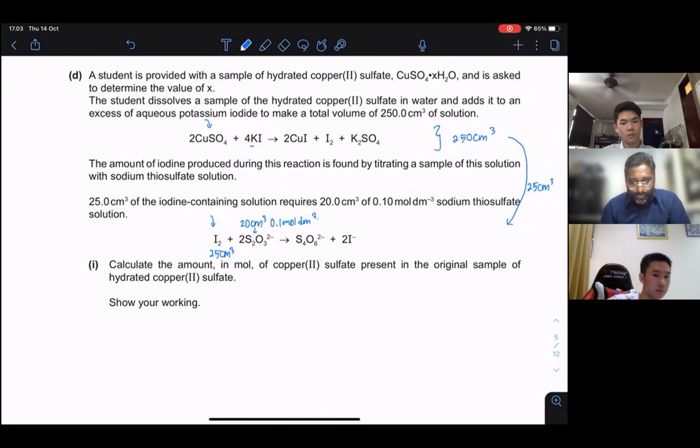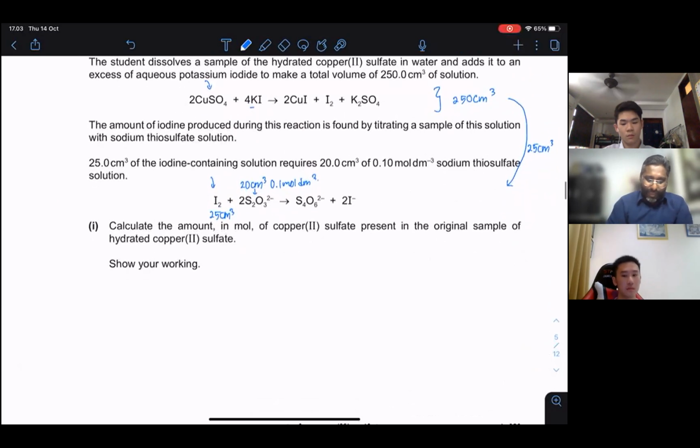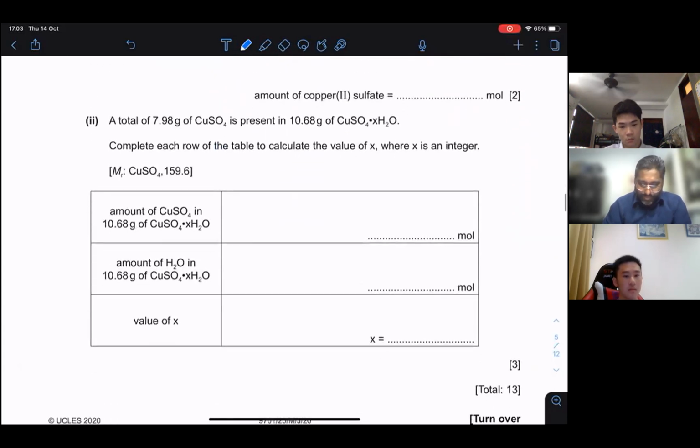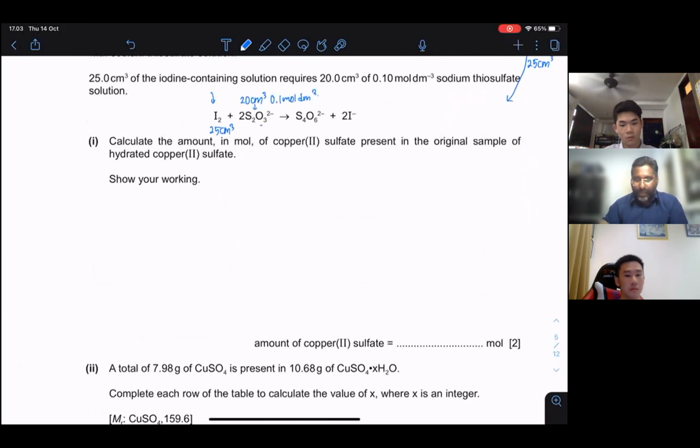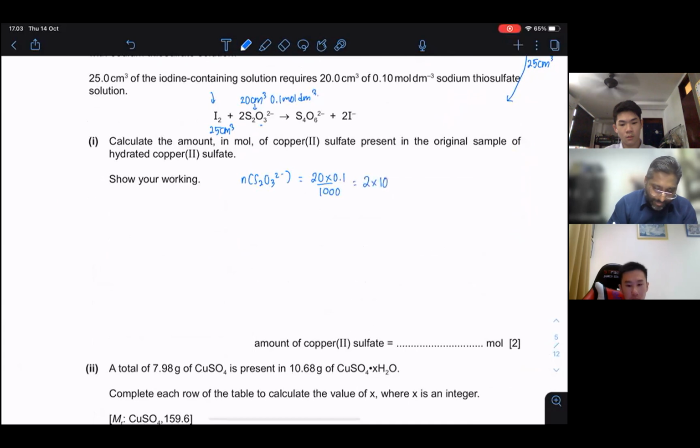To get this done, first you need to find out the number of moles. I think we still need to do everything within these 2 marks. So I find out the number of moles of S2O3 2 minus, that's going to be 20 times 0.1 divided by 1000. So this one is 2 times 10 negative 3 mole.